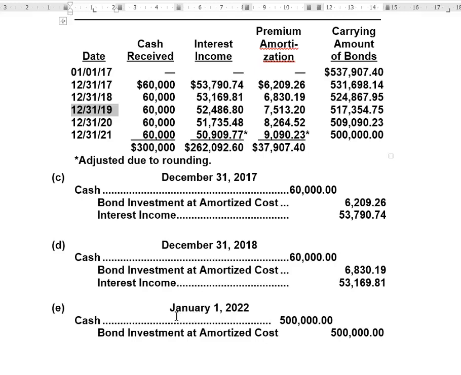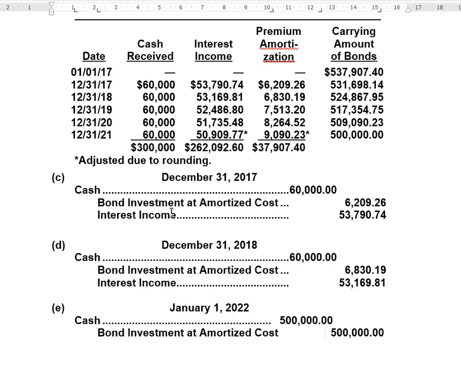So by the time you actually terminate the bond or get your money back from the issuer of the bond, for which the $500,000 face value, you've already got your interest payment at December 31st, 2021. So again, since you're at the end of the term, they just asked you what entry you would make on January 1st to record the maturity of the bond. And that's the entry we make. Debit cash and credit bond investment at amortized cost for $500,000.